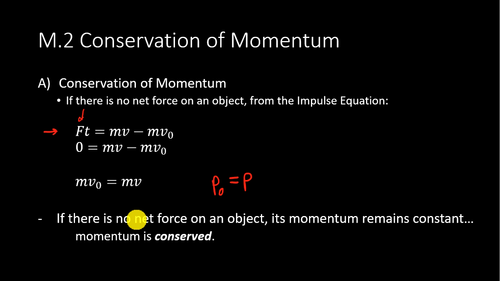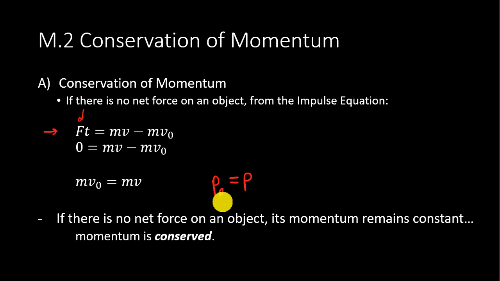So this is saying something pretty simple, really. If there's no net force on an object, its momentum remains constant. Its momentum is conserved. There's that term again. All right, and this is intuitive because if there's no force, there's no acceleration, and if something isn't accelerating, its velocity is not changing. Momentum is based on velocity, so momentum stays the same too.